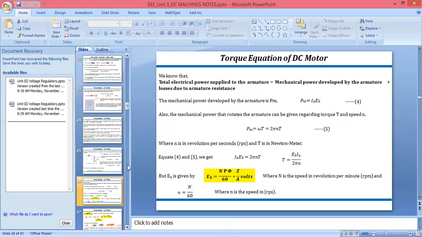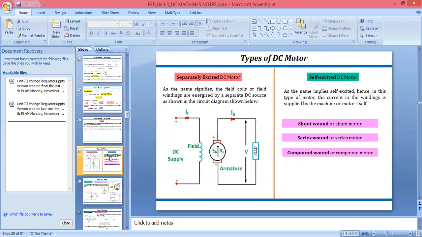Then we have studied the types of DC motors: separately excited DC motor and self-excited DC motor. Separately excited DC motor means we are giving a separate DC power supply to the field winding and to the armature winding. If you are not giving a power supply separately to the armature and the field winding, and the supply given to the DC motor also provides the power supply to the field winding, at that time you can call it a self-excited DC motor. The field winding is not given a separate power supply; the power supply it gets comes from the DC motor itself.